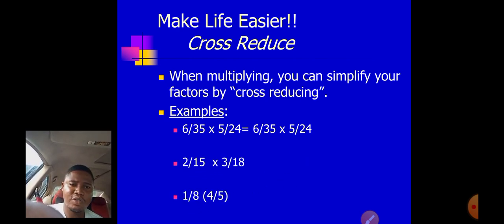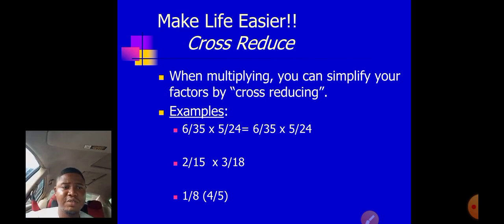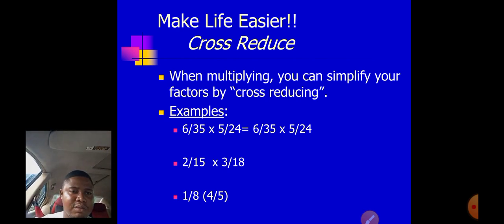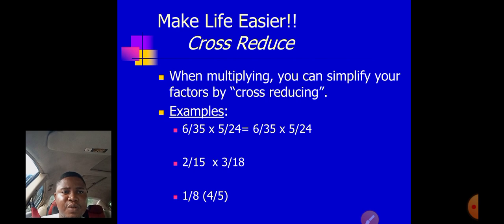Look at this question, 6 over 35, I will not be solving this, 5 over 24. So now you can just decide to cross divide. When I say cross reduce, I mean dividing. Now looking at 6 over 35, 5 over 24, what can go in your mind? What can divide each other?